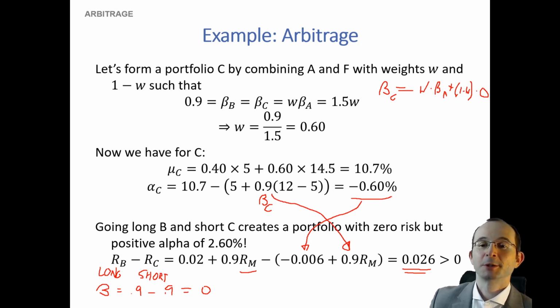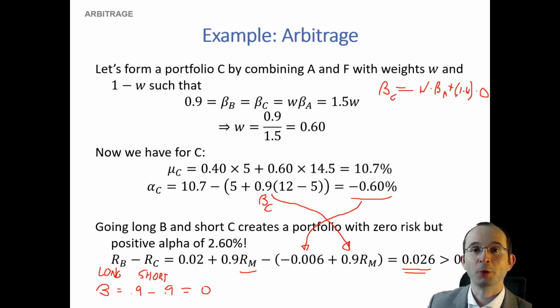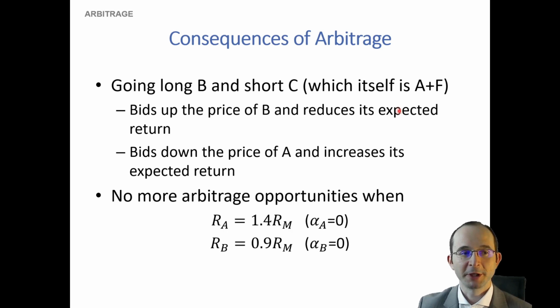So that is an arbitrage trade again, because we've now got no risk in this portfolio. We've eliminated our systematic risk because these are well-diversified portfolios. They have no firm-specific or idiosyncratic risk, therefore there is no more risk at all. But there is a 2.6% expected return. And again, what would the consequences of this arbitrage trade be?